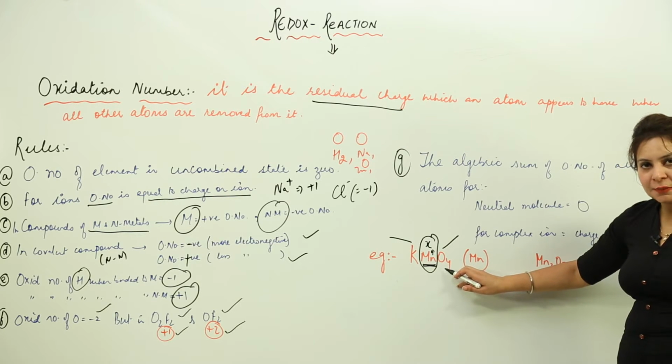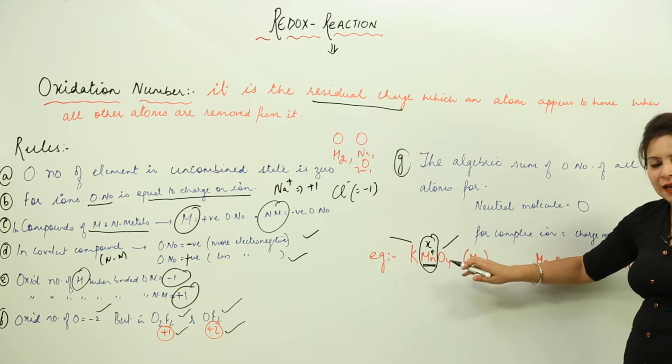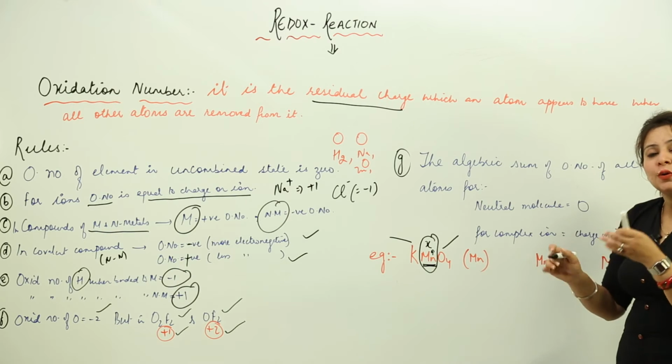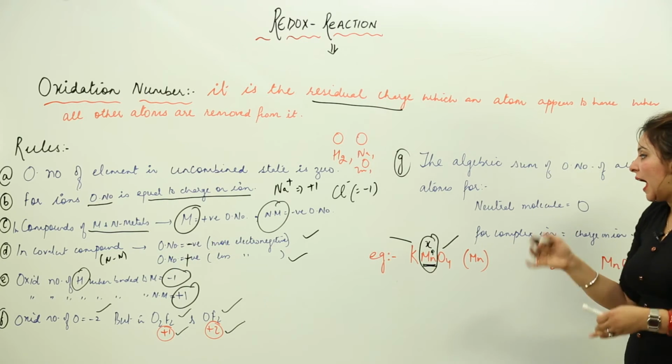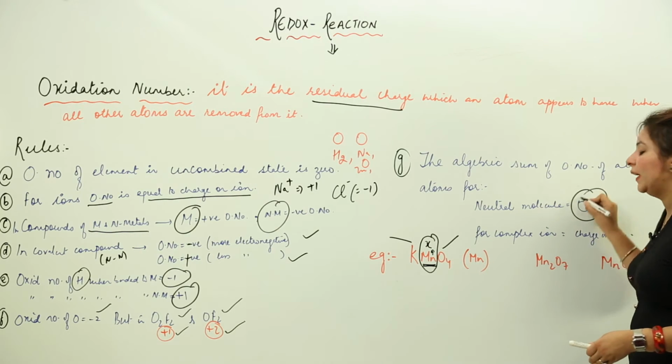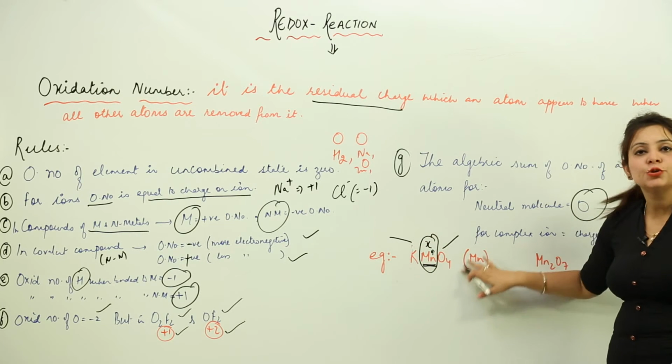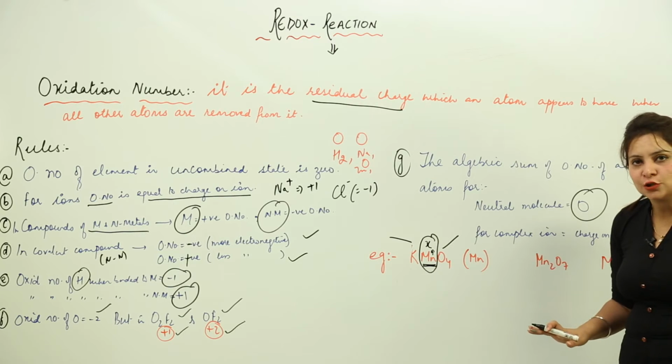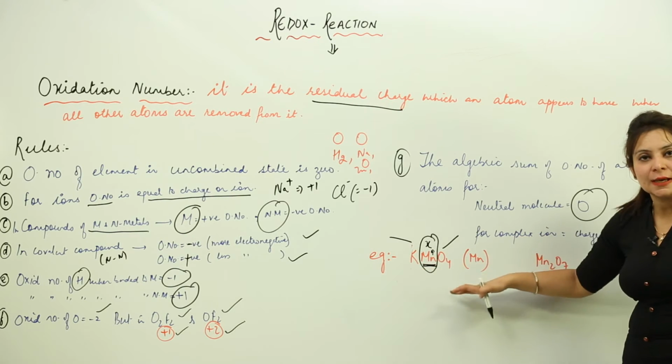I will take an algebraic sum of all these atoms which are present, and I am going to equate it to a certain value. For neutral molecules we are going to equate it with 0. As you can see, this is a neutral molecule, it does not carry any kind of charge. So we are going to equate the algebraic sum with 0.